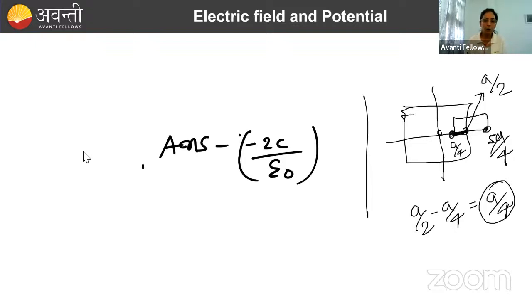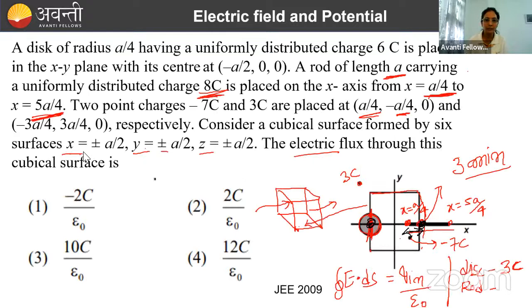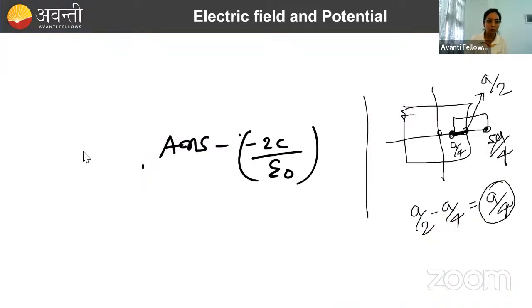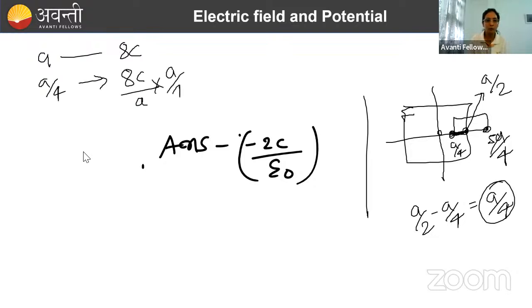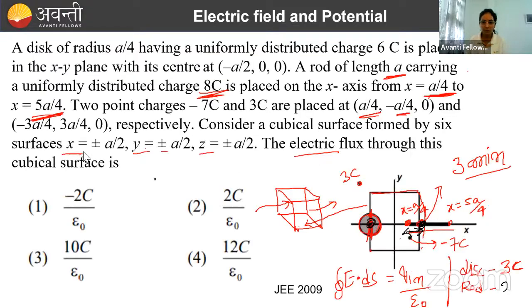Now on the rod, how much charge was there? On the rod, 8 coulomb charge is placed, uniformly distributed. The whole length of the rod was A. So for A length of the rod, 8 coulomb of charge is there. For A by 4 length, how much charge will be there? 8 coulomb by A into A by 4, that is 2 coulomb. So because of the rod, we are going to get 2 coulomb.